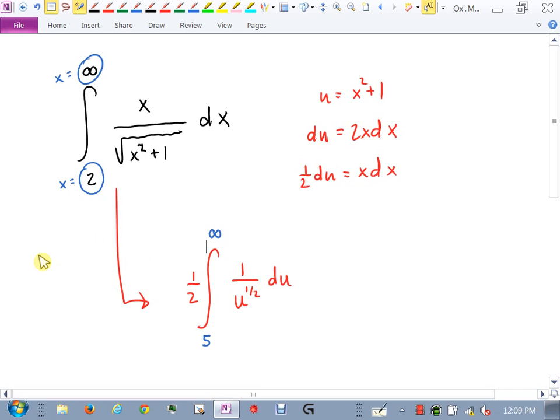What do you think? Going from 1 to infinity diverges. Do you think going from 5 to infinity will still diverge? Yes, why?